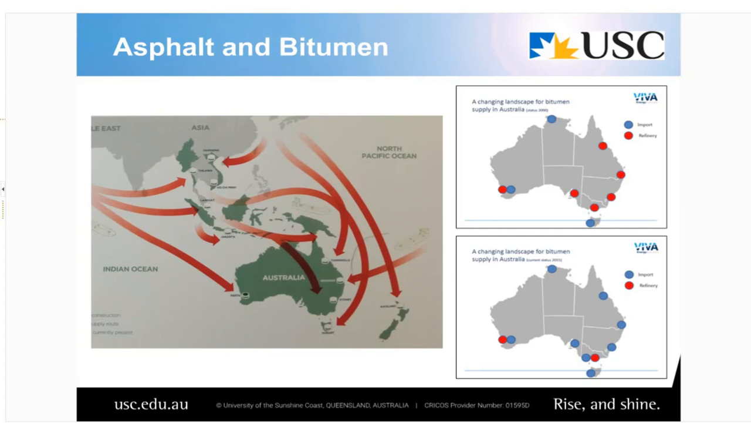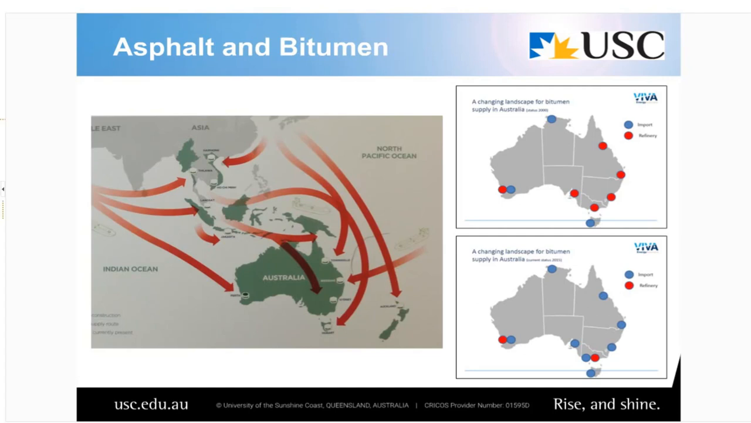And then if you flick down to 2015, the image directly below on the right-hand side, you can see that there are only two of those refineries left, and I believe the one in Perth is no longer refining, which means there's only one left, and all of those others have been converted to bitumen importing terminals, which just illustrates that trend.